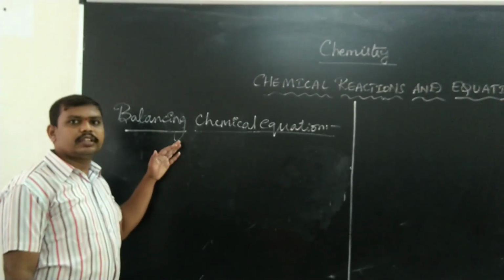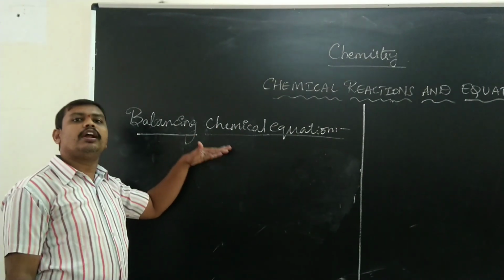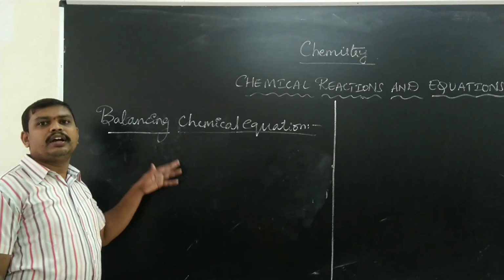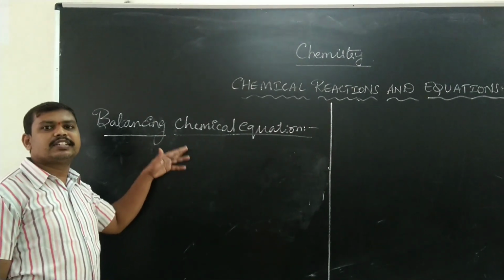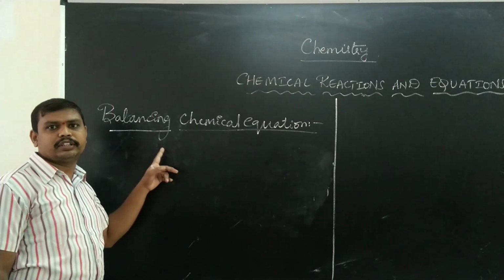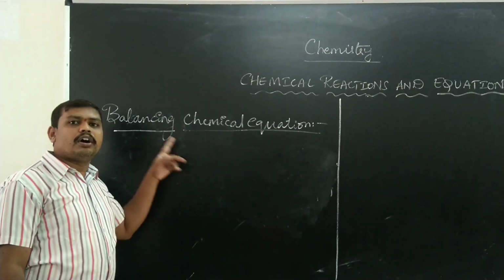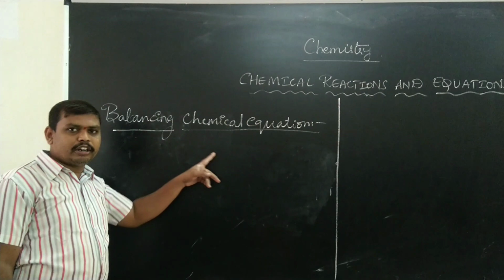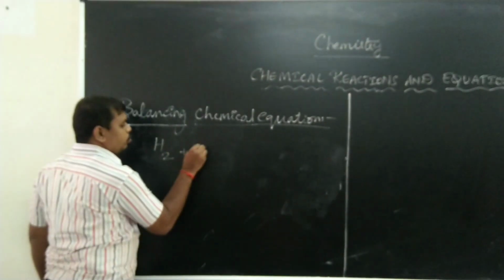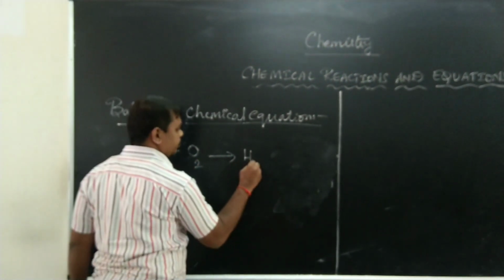Okay. The process of making the number of atoms equal on both sides of a chemical equation is termed a balanced chemical equation. When the number of atoms is equal on both sides of a chemical reaction, we can see that the chemical equation has been balanced. We will see this with an example: H2 plus O2 will give rise to what, students? Will give rise to H2O.